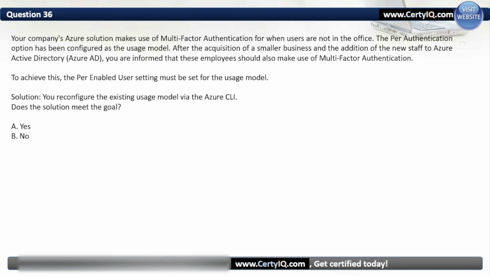Question 36. Your company's Azure solutions makes use of multi-factor authentication for when users are not in the office. The per authentication option has been configured as the usage model. After the acquisition of a smaller business and the addition of the new staff to Azure AD, you are informed that these employees should also make use of multi-factor authentication. To achieve this, the per enabled user setting must be set for the usage model. Solution. You reconfigure the existing usage model via the Azure CLI.